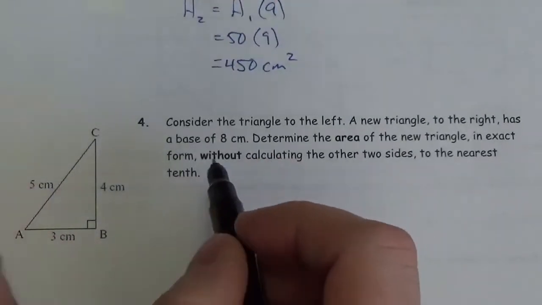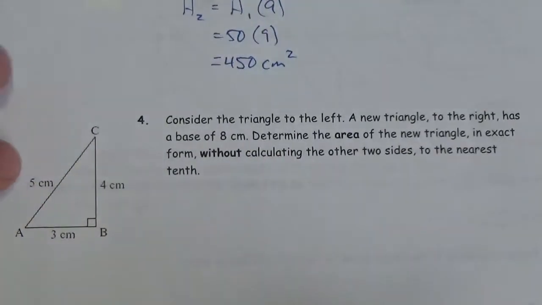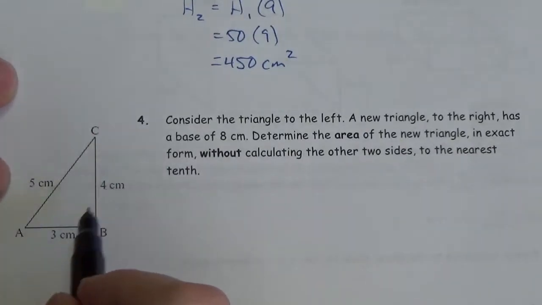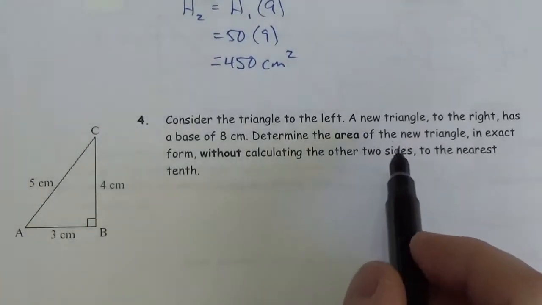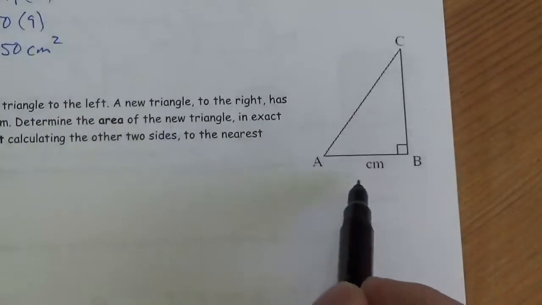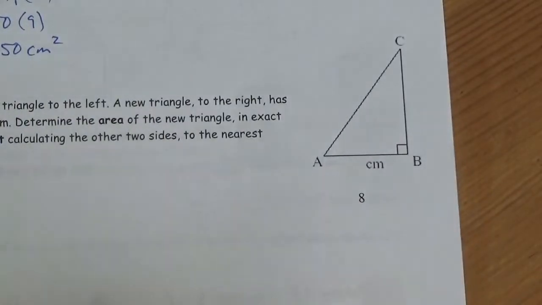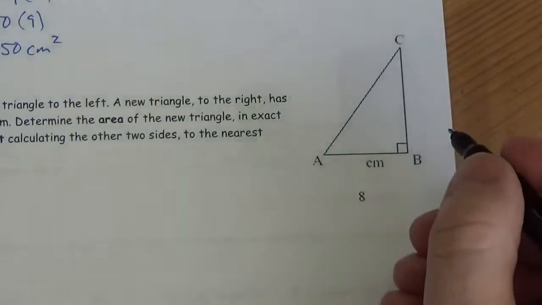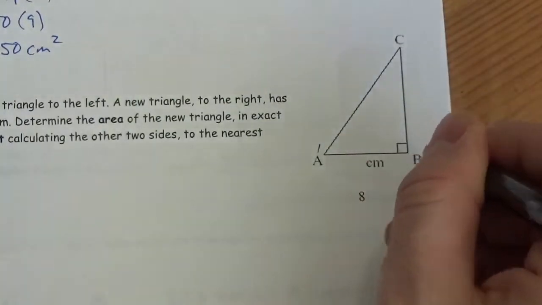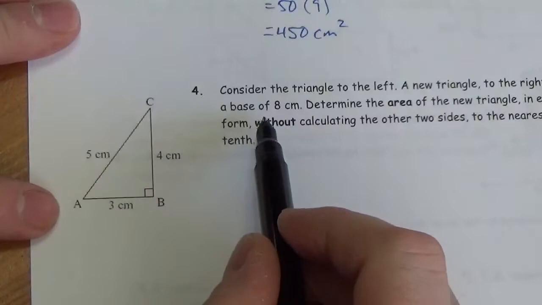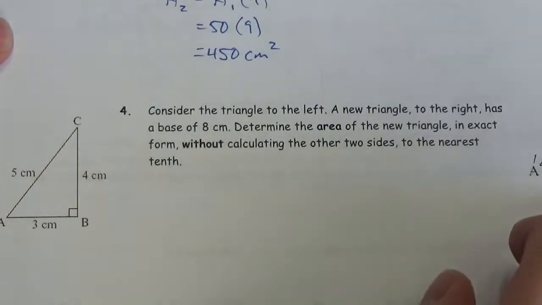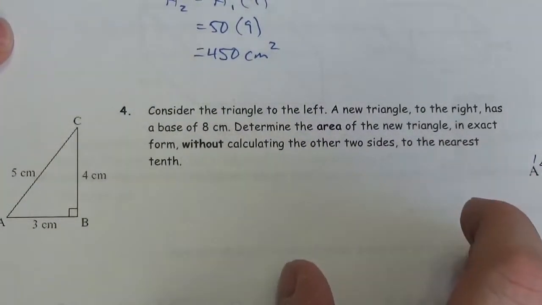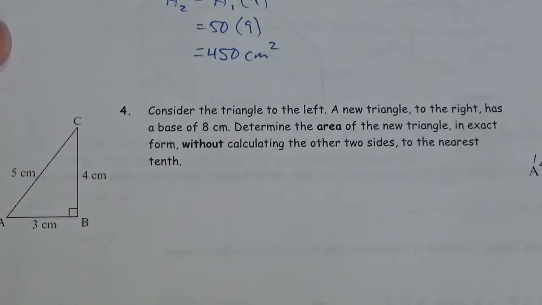So this next question says, consider the triangle to the left, right here. So that's a 3, 4, 5 triangle. A new triangle to the right. We've only got the dimension 8 here, but it's between A and B. Now I assume that this probably should have been A primed, B primed, and C primed. But there we go. It has a base of 8. Determine the area of the new triangle in exact form without calculating the other 2 sides to the nearest 10th.